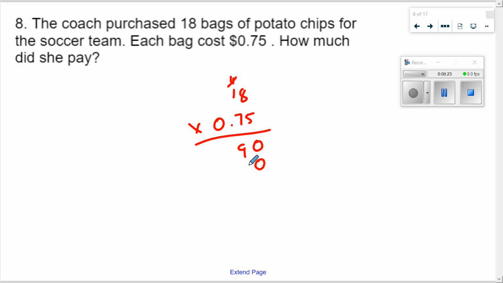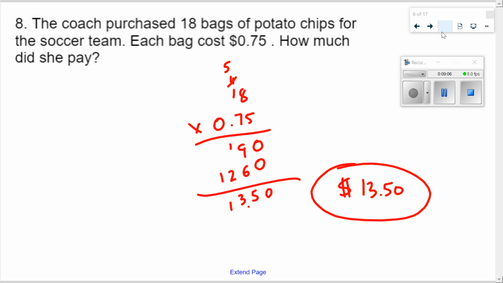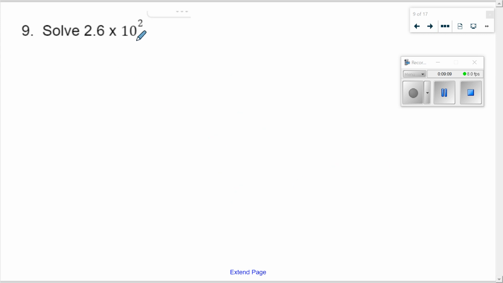7 times 8 is 56. Put the 6 down, carry the 5. 7 times 1 is 7, plus 5 is 12. So I have a 12 there. So now add up my columns. 0, 9 plus 6, 15. Carry the 1. 1 plus 2 is 3. So I have 1350, but I have to move 2 decimal places here and none here. So move 1, 2 decimal places, 13.50, and because this is money, we're going to write it as $13.50.